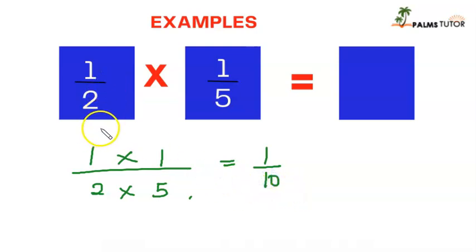So 1 over 2 in 1 over 5 places. That's what it means. Then how do we really measure out this 1 over 5? That's why we have to use this method. So we have 1 over 10.